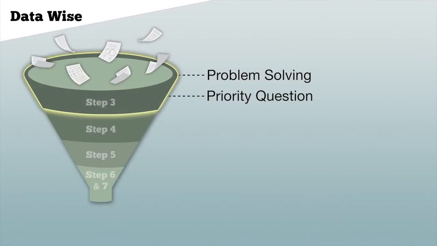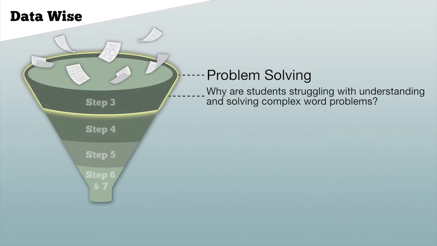As we looked at specific problems where we saw the majority of the students answered incorrectly, we could see the type of errors that they were making. It appeared that the errors they were making were with really understanding what the question was asking them to do. And so that guided our story. We want to make sure the students are able to understand the complex text that they might find in a word problem. So our priority question was, why are students struggling with understanding and solving complex word problems?